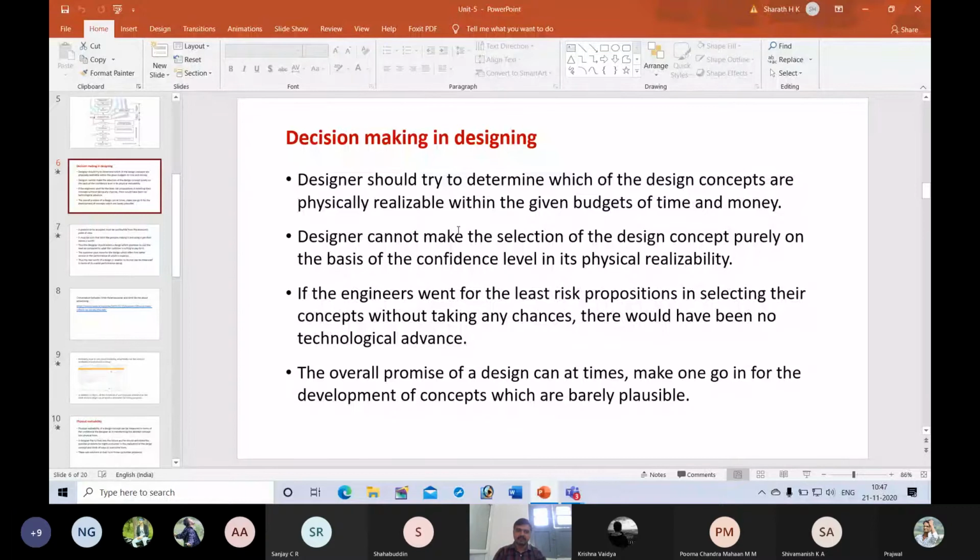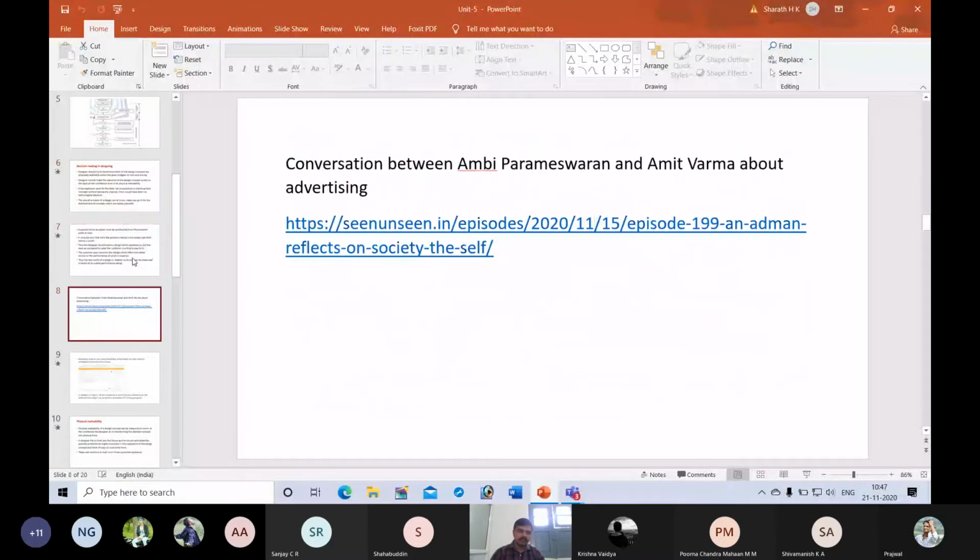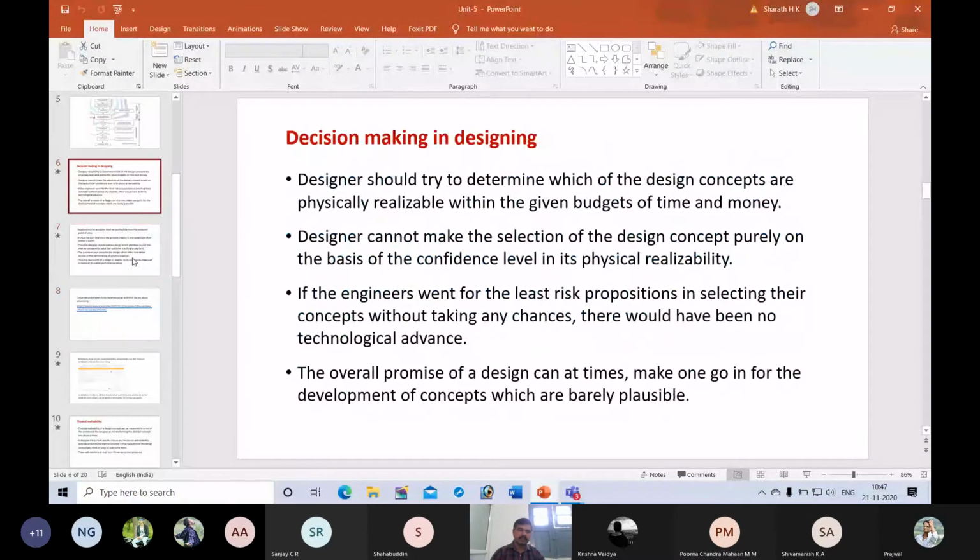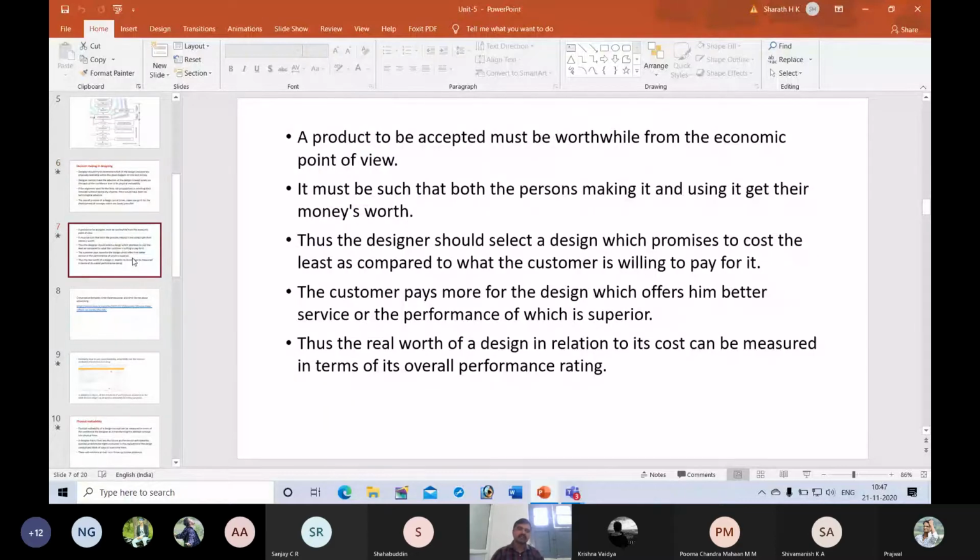During this, you have to choose one best design among the designs you have done for a particular application or for a given condition. In previous class we discussed some aspects related to decision making in design. We are going to consider physical realizability of a design concept. And again, at times the engineers or designers must be ready to take risk.